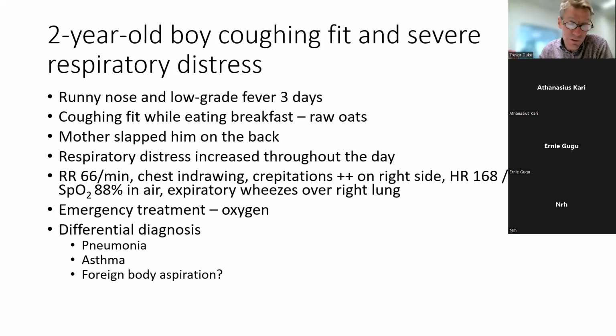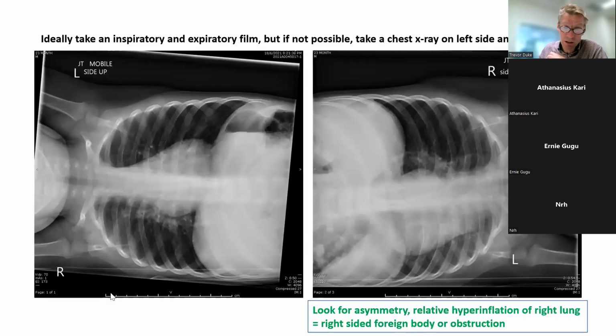Now that's fine if you've got a child who's 5 years of age or 10, they can cooperate with you. But if you've got a young child who's only 2 and has got frequent coughing and is hard to ask to do anything, then the way to do it is to take an X-ray with the child lying on the left side down and then on the right side down. And I'll just show you what this child's X-rays look like, because what you're looking for is a difference in the inflation from one side to the other.